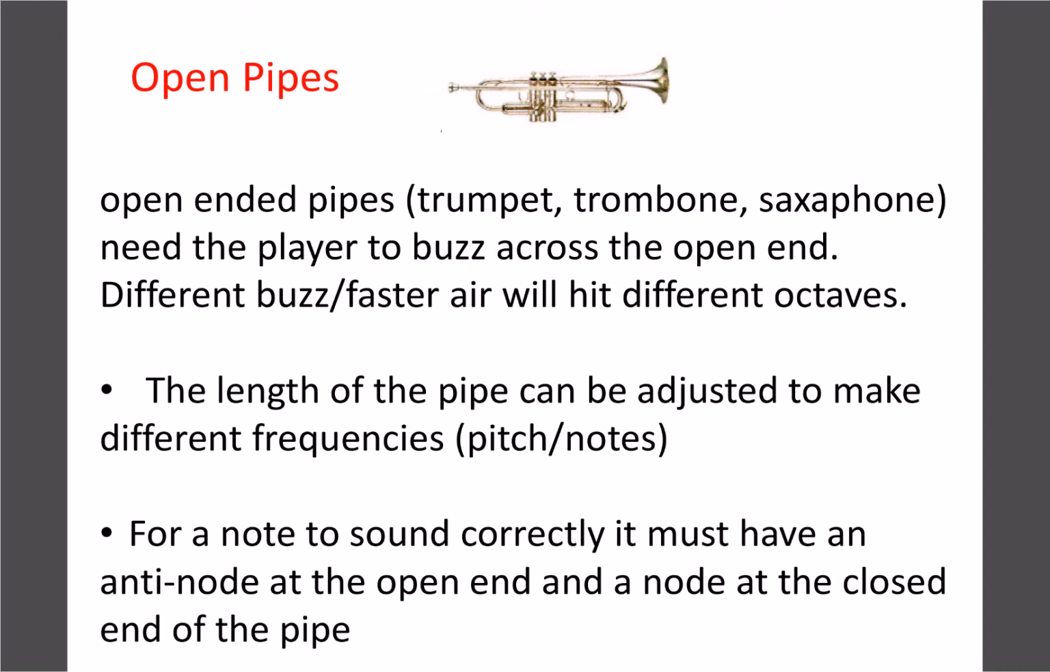So we'll start with open pipes first. With a trumpet, trombone, saxophone, anything like that, we either need to buzz our lips, or in the case of a saxophone, you blow on the reed and the reed vibrates, and that's what creates the waves. We can change that by blowing differently or faster, and that'll hit different octaves. But most instruments are designed to change the length of the pipe. If we press on a valve of a trumpet, we're changing the different paths for the air to go through. We're changing the length overall, which then produces a different note.